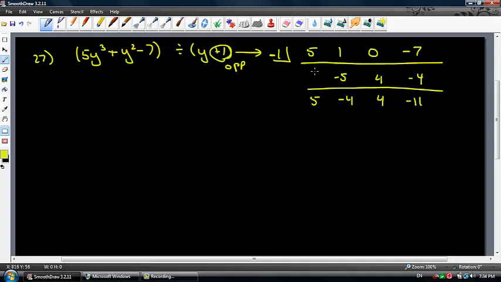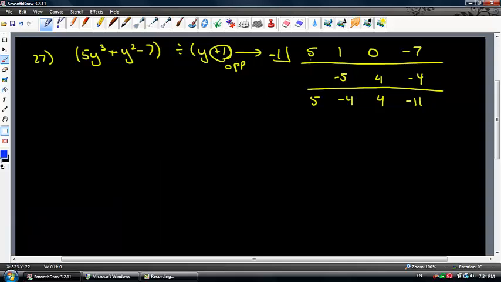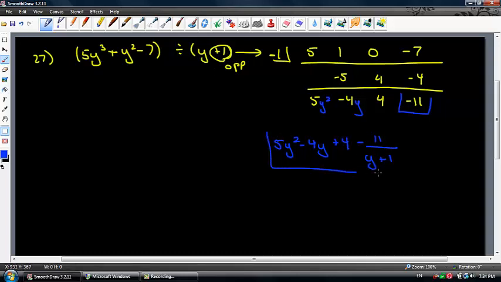Remember, everything gets downgraded in exponent here, so I'm going to go ahead and change colors here to blue. This term here used to be y to the third, it is now y squared. This used to be y squared, it is now y. This used to be y to the first, and now it is nothing. This negative 11 is your remainder, so your final answer is going to be 5y squared minus 4y plus 4 minus 11 over your original divisor, which is y plus 1. Okay, and that is your answer for number 27.